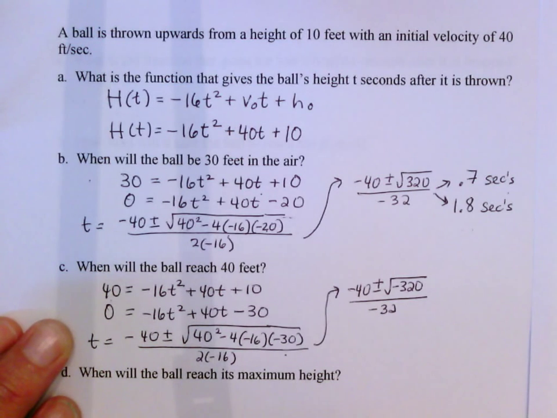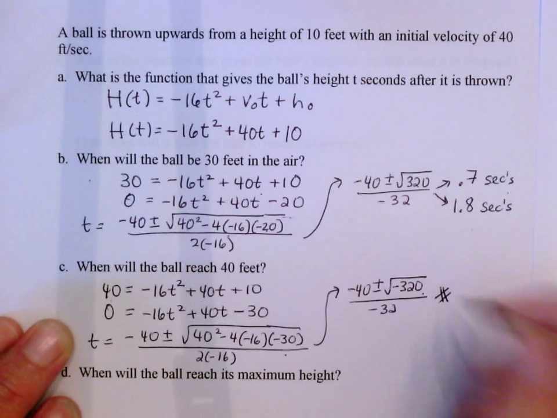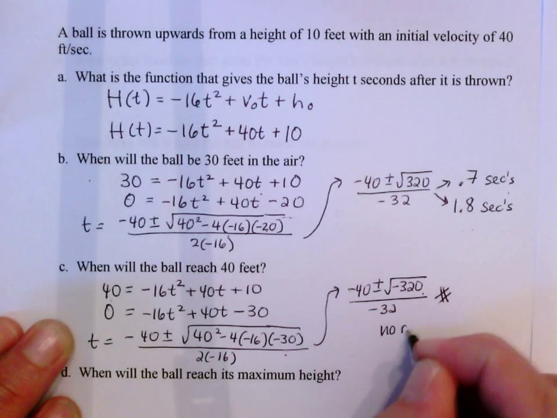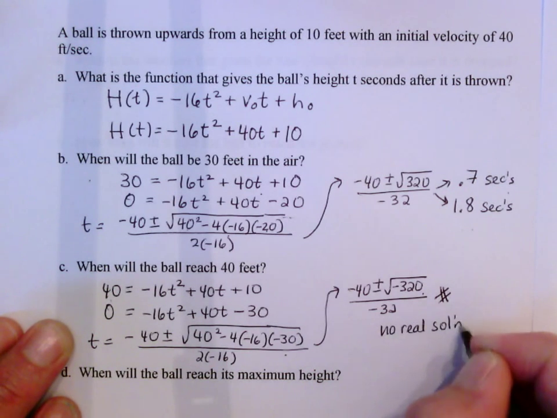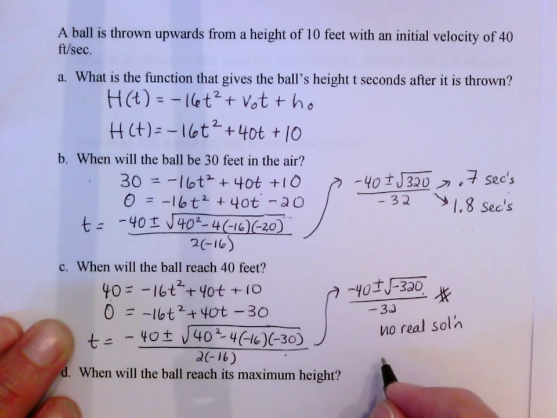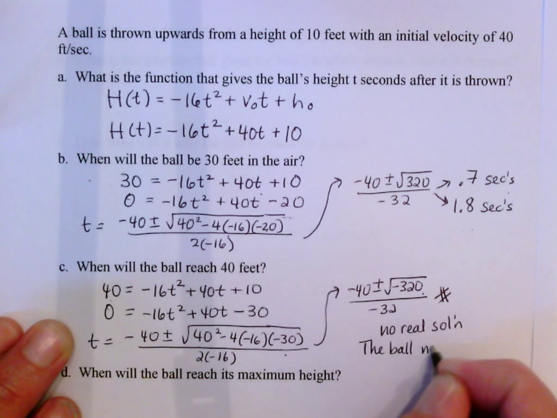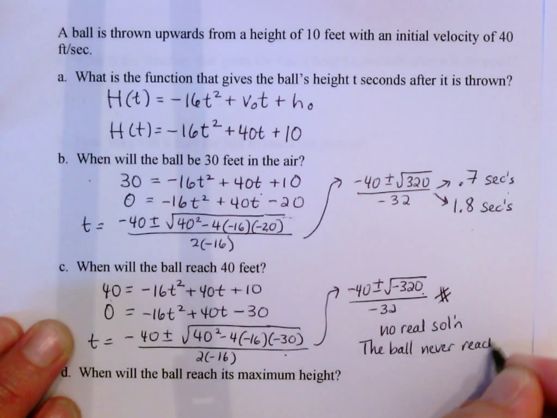When I encounter this situation where there's a negative under the radical in the context of a word problem like this, it means that whatever question I was trying to answer is actually impossible. It will never happen. Okay, so I'm just going to put this symbol there. That means I've reached a contradiction. This can't happen. Or I might write no real solution. Okay. And in the context of the word problem, it means the ball never reaches 40 feet.